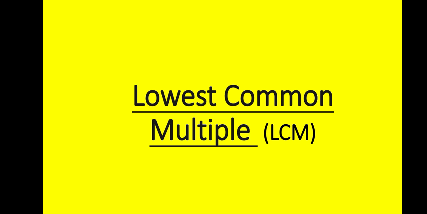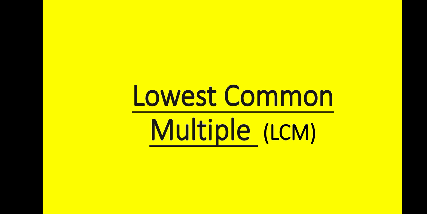The lowest common multiple of two or more numbers is the smallest number which is a multiple of each of the numbers. What is LCM? The lowest common multiple. You know what are multiples? We already learned. What are the multiples of 2? 2, 4, 6, 8, 10, and so on. What are the multiples of 3? 3, 6, 9, 12, etc.